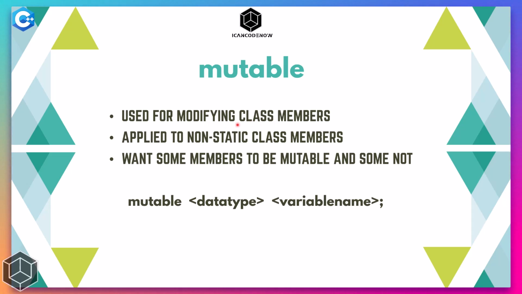We do this when we want some class members to be mutable, and we want to make sure that some of them are not mutable. If there is some variable that we want to declare mutable, we can do so. And this is the syntax. This is the basic, very easy syntax. You usually add this mutable keyword before the data type of that class member.